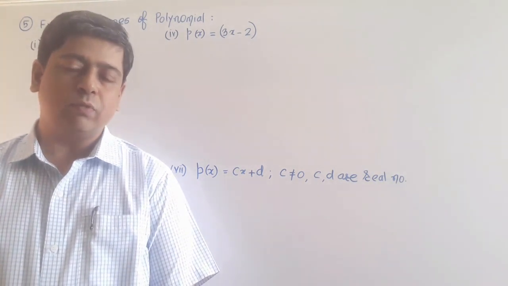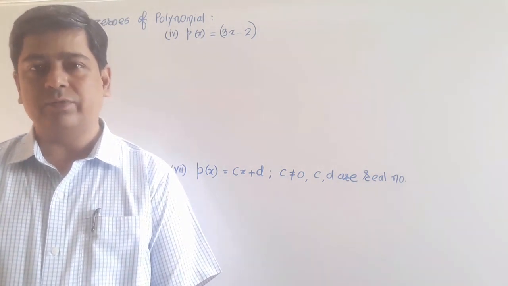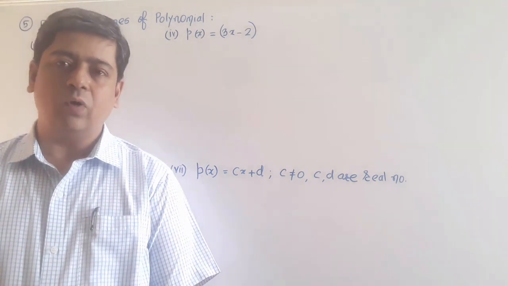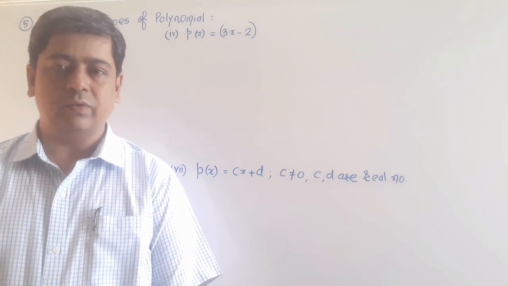Let us see how we can solve some of the questions from question number 5 onwards. In question number 5, mainly we are going to deal with how to find the zeros, and if some zeros are given to us, then how we can find some unknown values given in the polynomial. So let us see the first question.